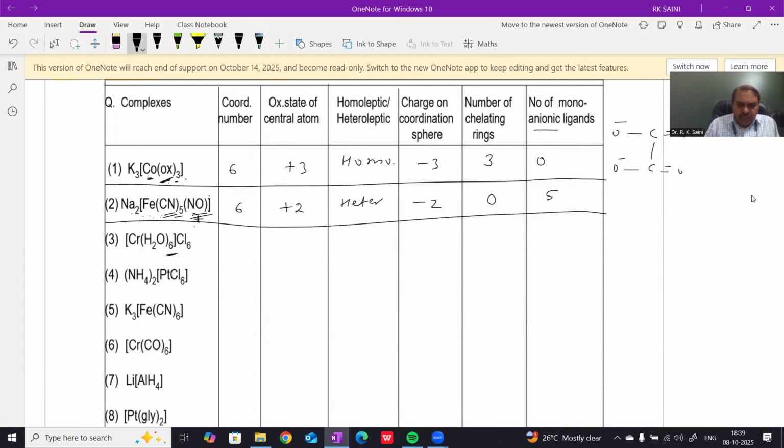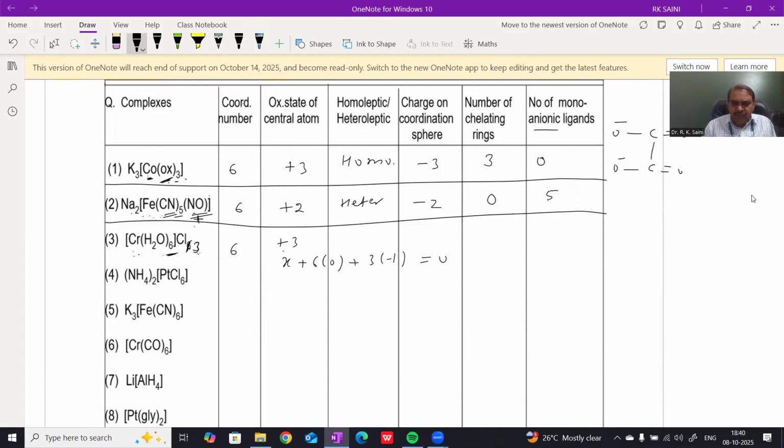Coordination number is also 6 because 6 coordinate bonds are formed by the chromium with water. Oxidation state of central atom: X plus 6 water, which is a neutral ligand, plus 3 minus 1 equals 0. Hence, the oxidation state of chromium is plus 3. This is 3, not 6.